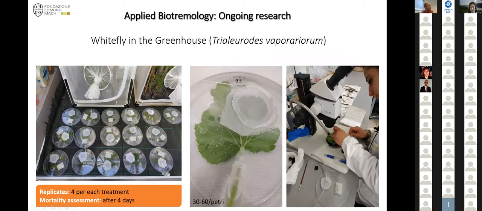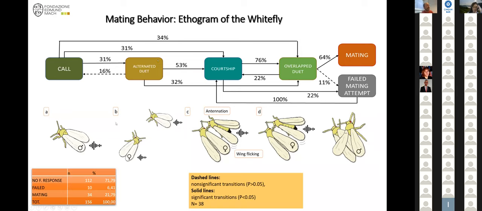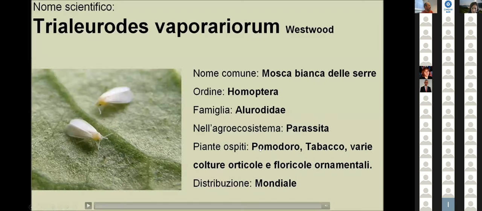And the study on greenhouses, whiteflies are also a problem in Japan in this period. So it's an important topic for research. And we described again the mating behavior of the whiteflies, every single step, what the signals are, their importance, and so on. And I have a small video. I don't know if the audio is working because we had some problems. Right. We try.